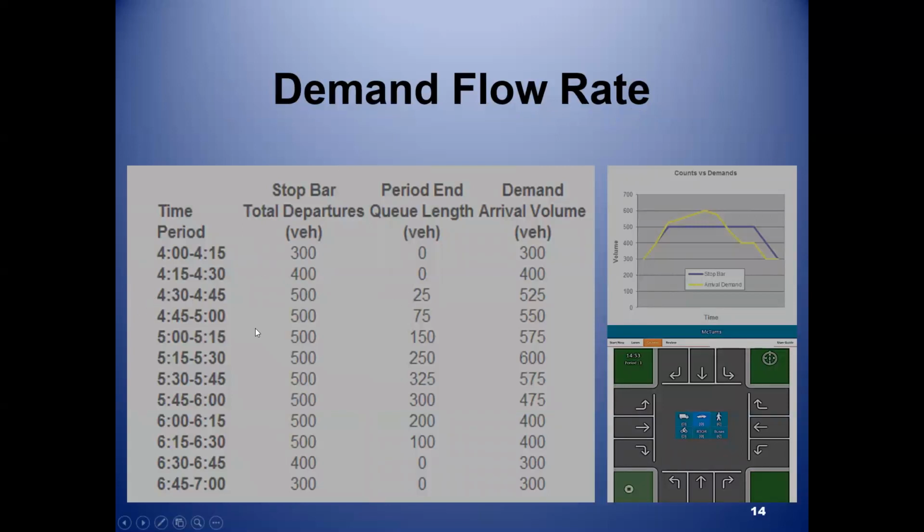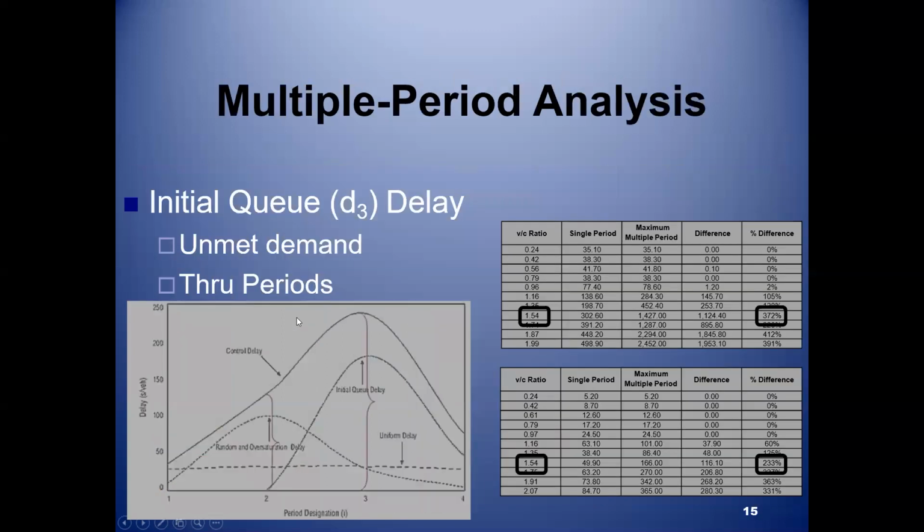If I show up in the fourth period and I'm the very first vehicle, I actually am the 26th vehicle because these 25 cars are sitting there waiting on me. The extra delay, these 25 cars, the unmet demand from the third period becomes the initial queue for the fourth period. That extra delay it causes me is initial queue delay.